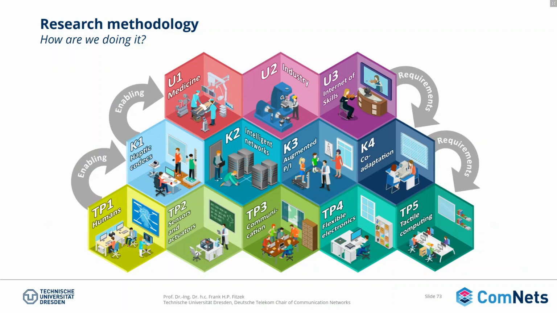In order to get the intelligent network done, TP5 is there, TP3 is there, and also TP4, because for their flexible electronics, they have a body hub, they call it. So computing at the human body itself. Then K3 is augmented PI, where we bring together sensors and actuators together with the flexible electronics. And core adaptation is the way how we learn. There's TP5, there's TP3, understanding how machine learning works, right?